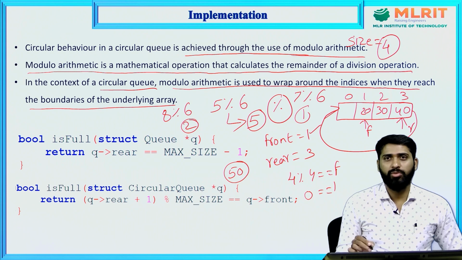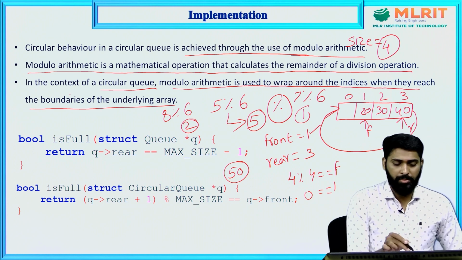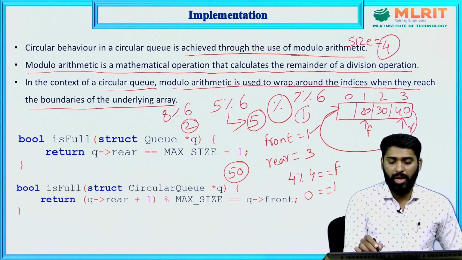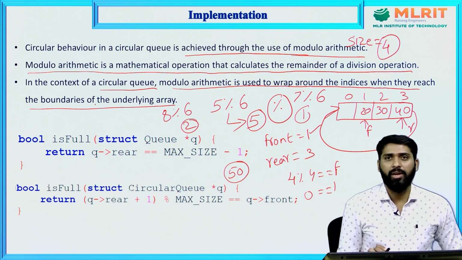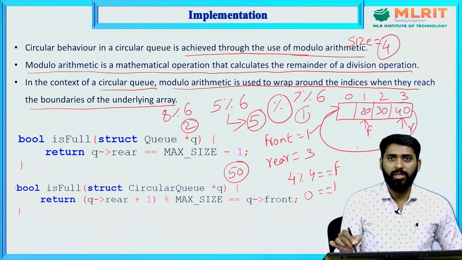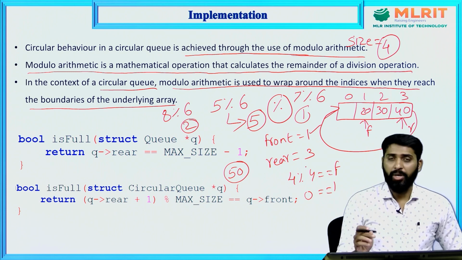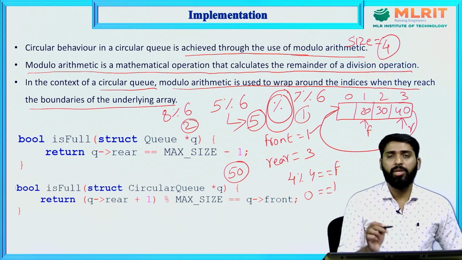So we conclude that the queue is not full. There is space to insert an element. That is the meaning of this last point: modulo arithmetic is used to wrap around the indices when they reach the boundaries of the underlying array. So how do we know whether the queue is full or not? By using this modulo arithmetic operator.